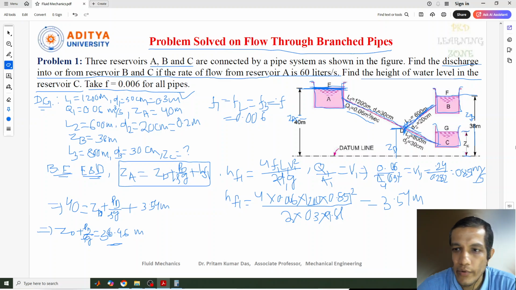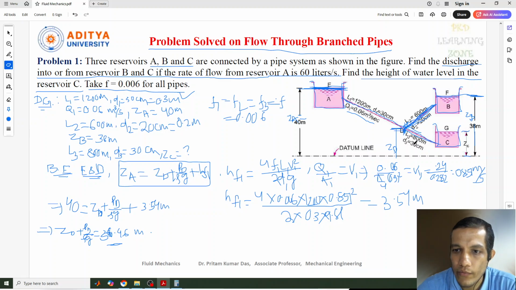Now we know that here we can get the value of ZB. ZB is 38 meters. So the water should flow. You can see this value is 36, but here the value is 38, which is more than this value. So 38 means the height is more, so the water is supposed to flow from the B reservoir to the D point.